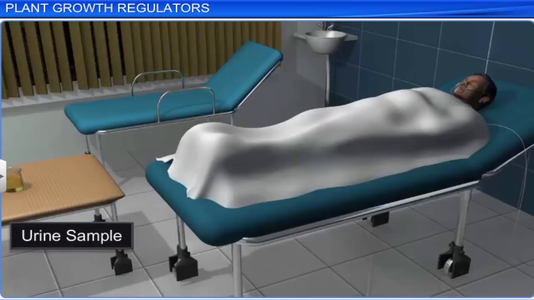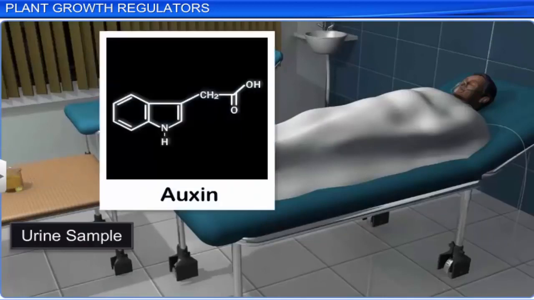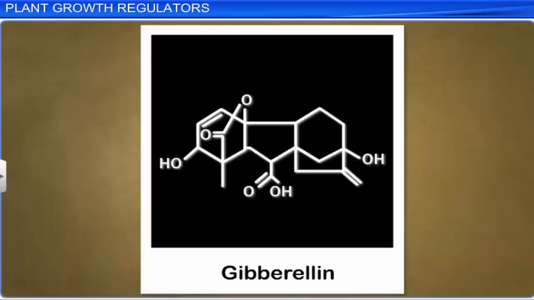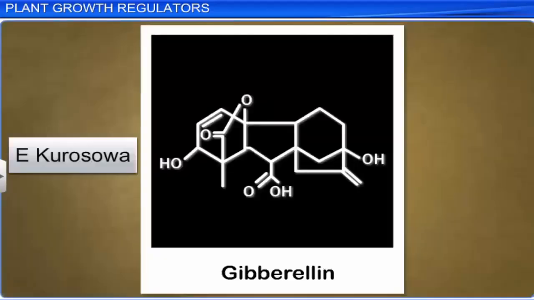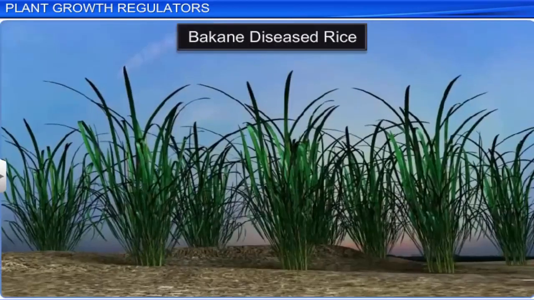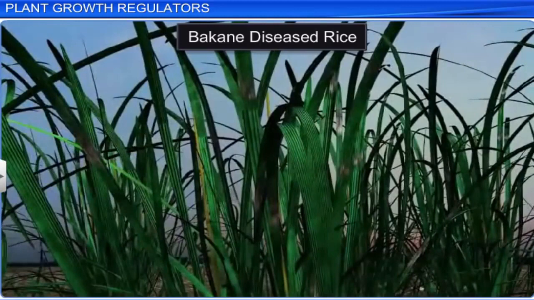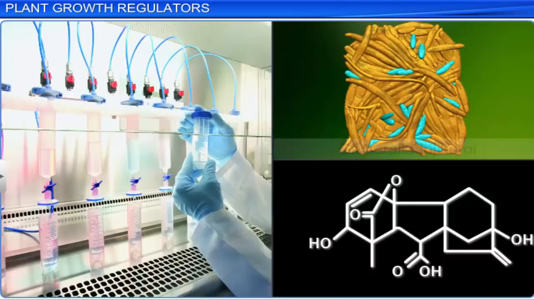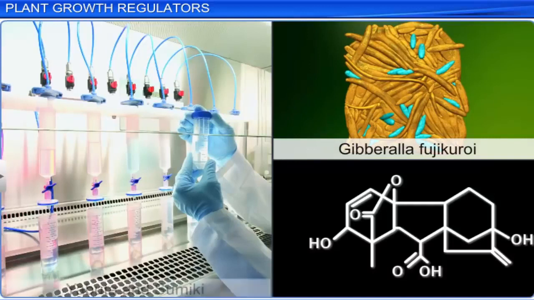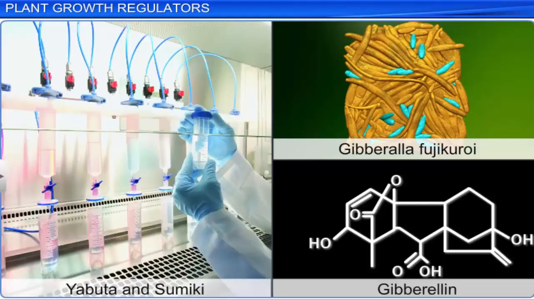But the chemical structure of auxin was identified when it was isolated from the urine of a patient by Kögl and Haagen-Smit. The discovery of gibberellin is linked to E. Kurosawa, who observed abnormal tallness in rice seedlings struck by bakanae or foolish seedling disease. This disease is caused by the fungus Gibberella fujikuroi. Later, Yabuta and Sumiki isolated the substance secreted by the fungus and called it gibberellin.